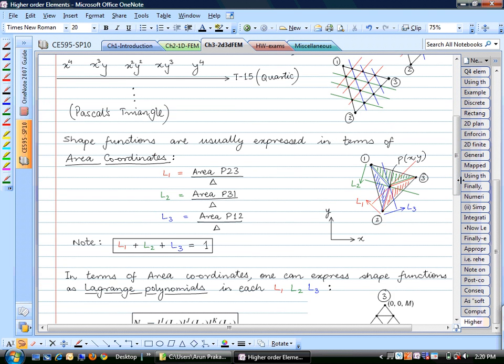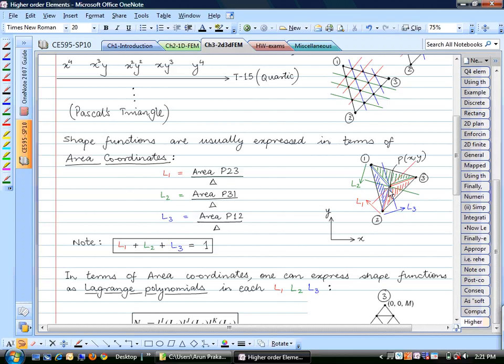Another good way of coming up with shape functions for the triangular element is using area coordinates, and let me just briefly tell you what this is. In area coordinates, let's say you have a triangle like this, and instead of using xy coordinates to express shape functions, what we use are area coordinates L1, L2, L3. These are not 3 independent coordinates. They are dependent, related by L1 plus L2 plus L3 equals 1, which means that there are only 2 independent coordinates.